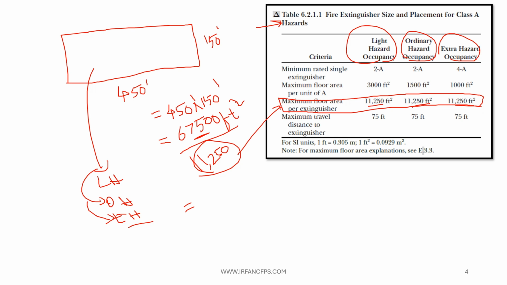Now 67,500 divided by 11,250, we get approximately 6 fire extinguishers. Even if the building is light hazard, we will consider 6 numbers. Even if the building is ordinary hazard, we will consider 6 numbers. Even if the building is extra hazard, we will also consider 6 numbers. But how do we know what rating we need to consider for these 6? Whether I need to consider 2A rated extinguishers, 6 numbers, or 4A or 6A, I will explain in the next slide.